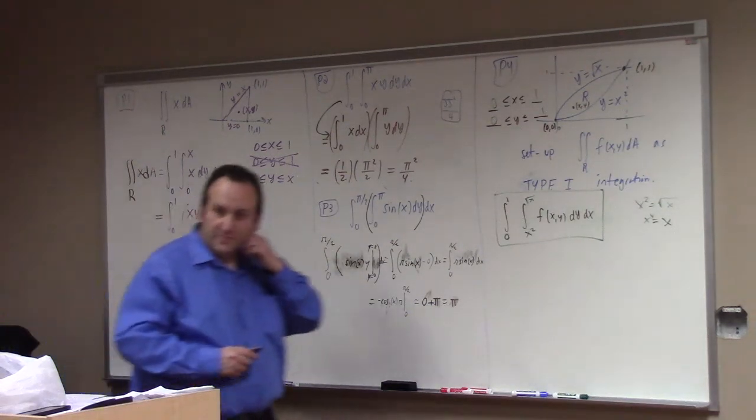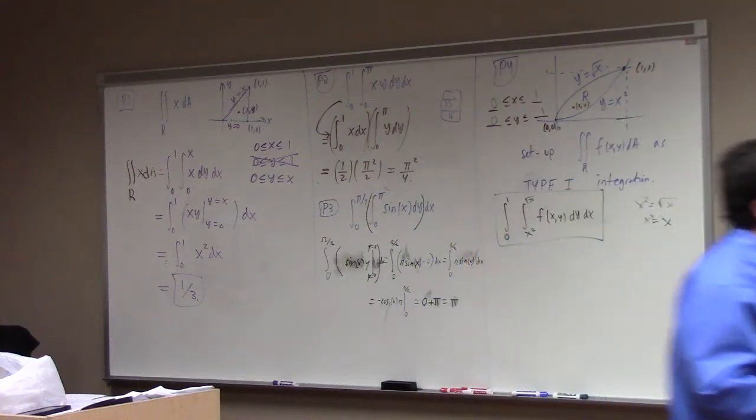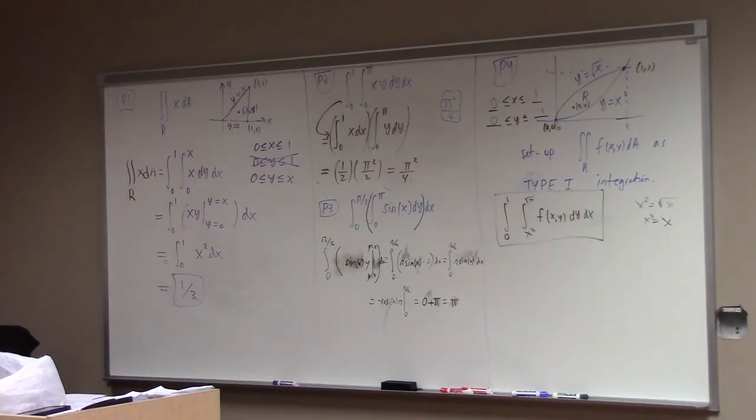Just like if you knew that the area of a circle was pi, you could just say that the integral of dA over this unit disk is pi. So you guys are working too hard. You could have just said equals pi.